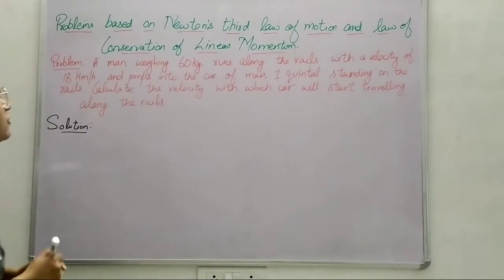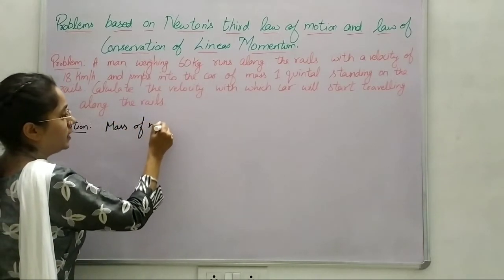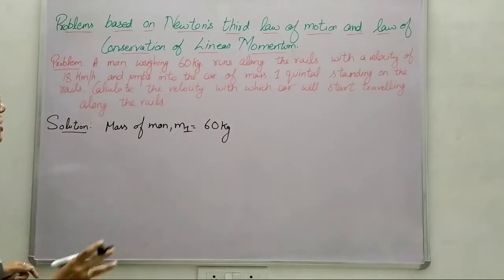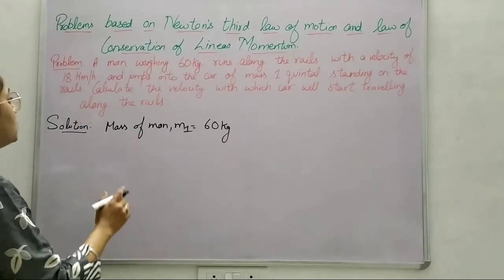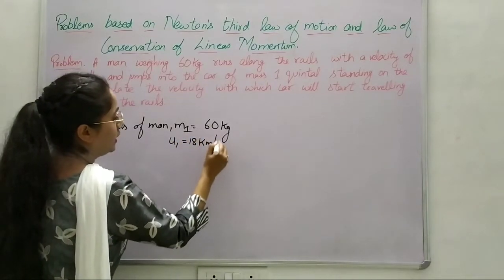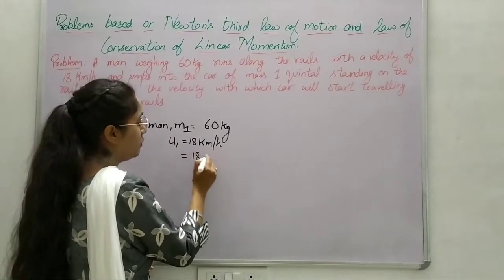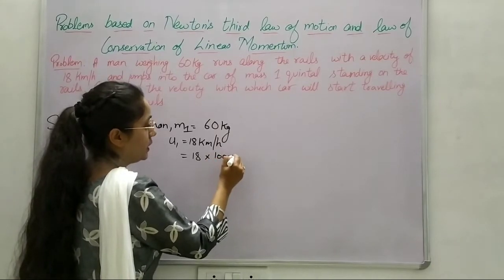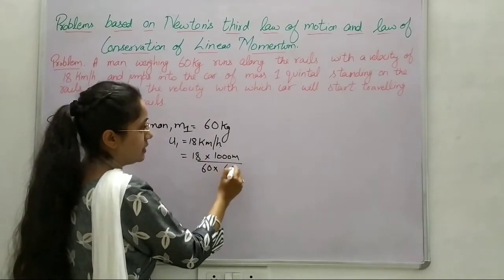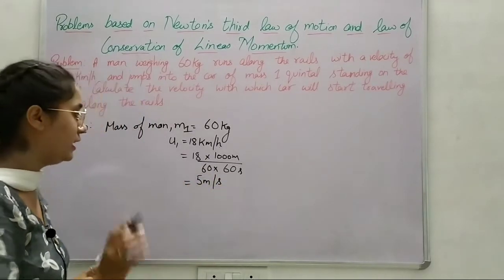So for that, let us consider first of all the mass of the man, which is m1 equals 60 kilogram, and the man is moving with the initial velocity u1 equals 18 km per hour. The car is not moving. Now you all know how to convert it into meter per second in SI units. So 1 kilometer has 1000 meters, 1 hour has 60 minutes, and 1 minute has 60 seconds. When you solve it, you will get 5 meter per second. You just have to solve it.